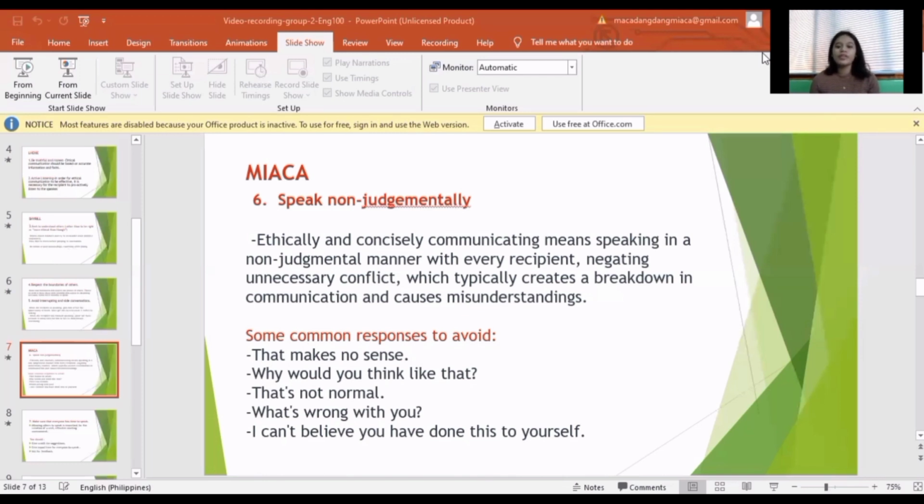And here are some common responses to avoid. Those are the key to be prepared and to remind yourself to be non-judgmental, as we are not there to criticize, judge, or share our personal opinions about their behaviors.